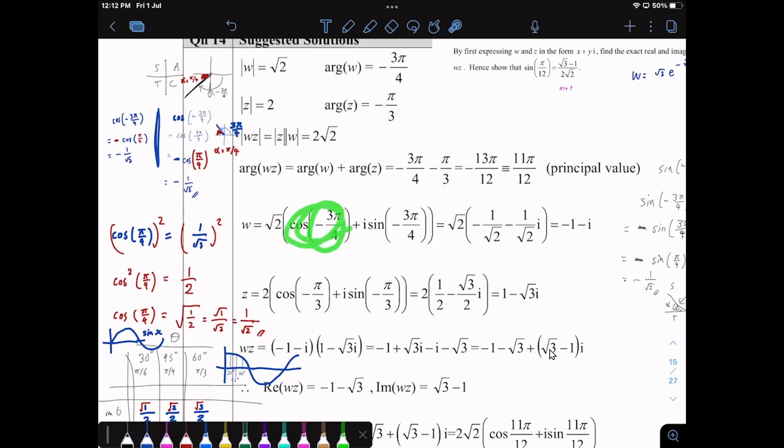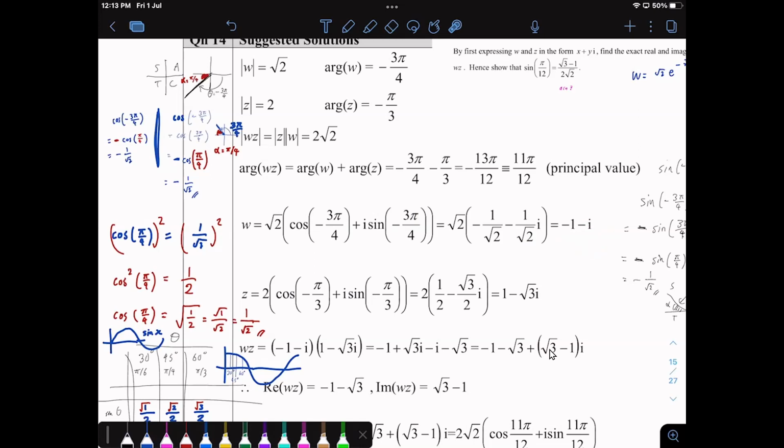Okay. This cosine is negative 1 over square root 2. Sine is negative 1 over square root 2. Okay. Then we can finally times in the square root 2, get negative 1. Times in the square root 2, you get negative 1. Okay. W done already.